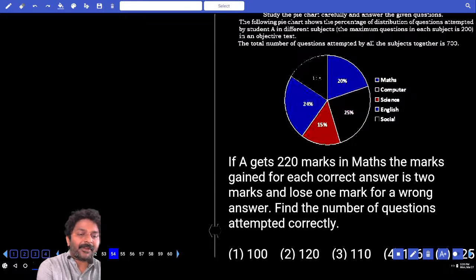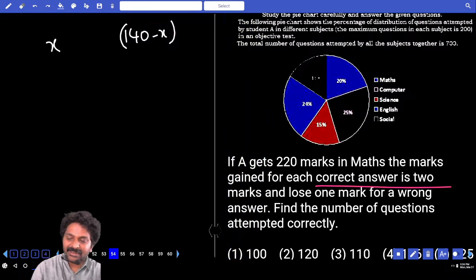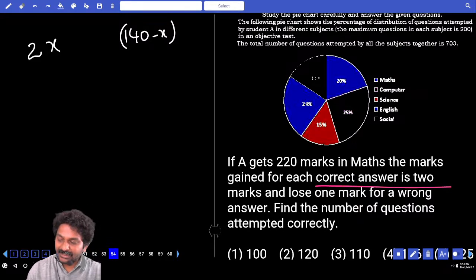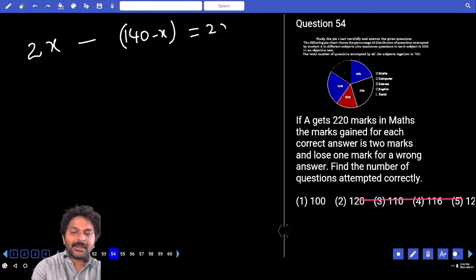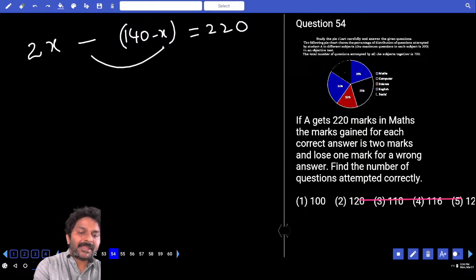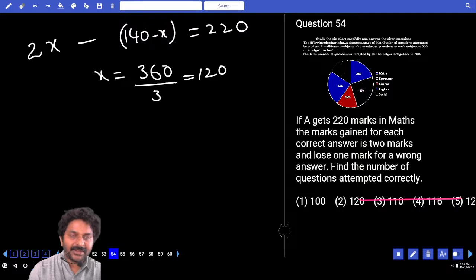140. Out of 140, let us assume for x questions he gave correct answer. And for the remaining 140 minus x questions, he gave wrong answer. For each question which is correct, how many marks will he get? Then marks obtained are 2x only. And for each wrong answer, he will lose. That means 1 into 140 minus x, which is equal to 220. Minus of minus x, total 3x only. Minus 140 goes to the other side. 360. Then x is equal to 360 divided by 3, which is 120.